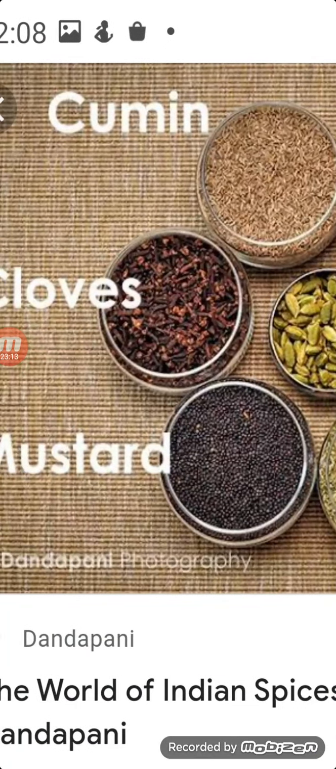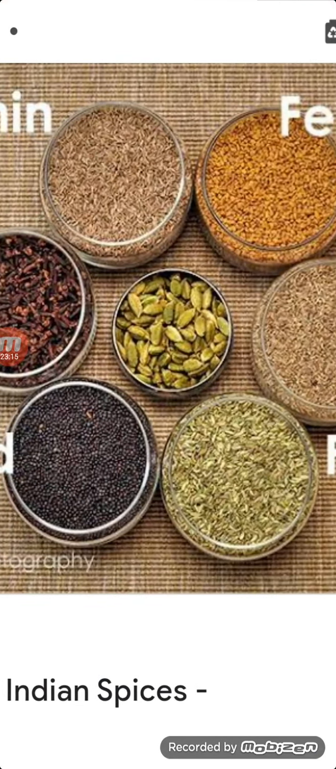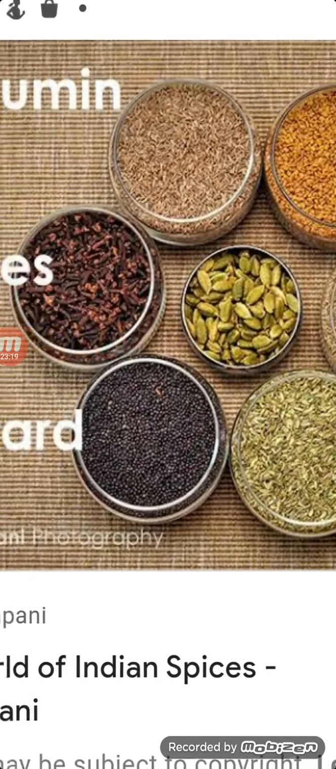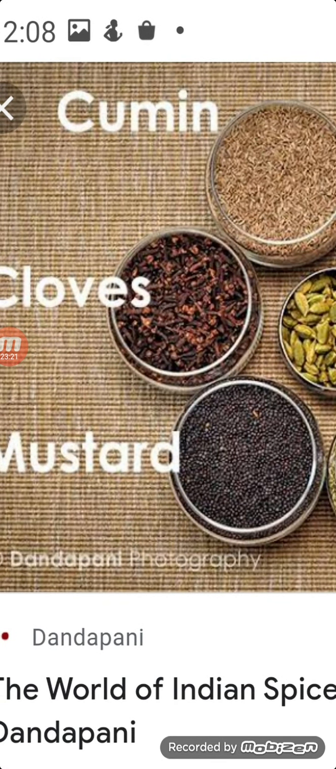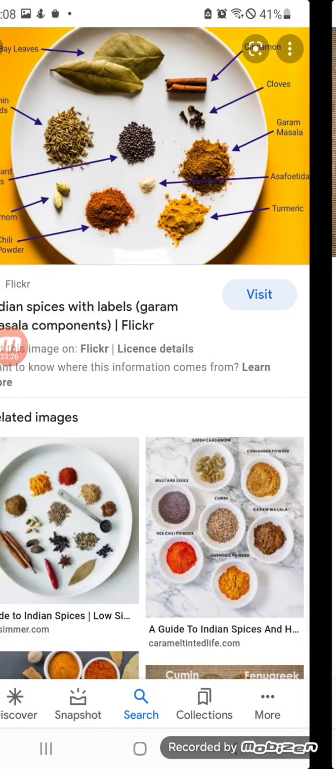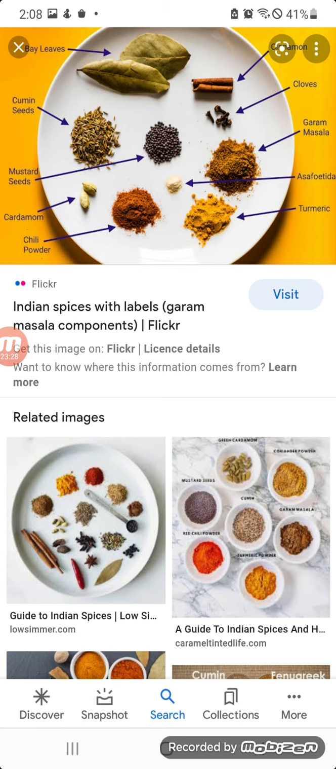These are the Indian spices: cloves, mustard, fenugreek, fennel, and cumin. It's one of the most famous spices in the world as well. You can pause the video and see it afterwards.